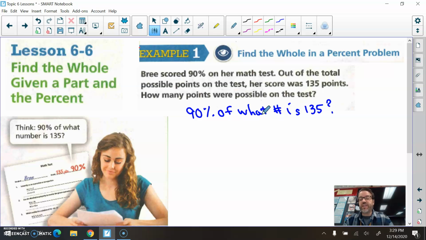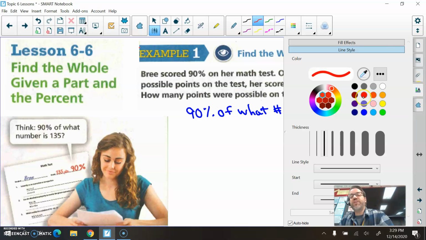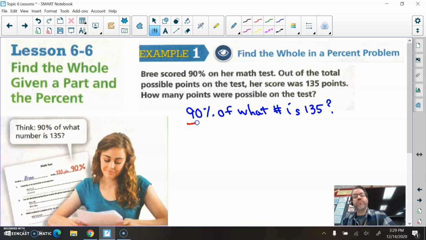So again, just like yesterday, I'm going to go from left to right. I'm going to translate all these words into symbols, and then I'll write myself an equation that I'll be able to solve. Okay, so 90%, we're going to rewrite that as a decimal. So we take the decimal point, it's at the end of the number, because it isn't shown, it must be at the end of the number. Move it to the left 2 spaces, 1, 2, and we get 0.9 or 0.90. I'm just going to put 0.9. I don't want to show the 0 at the end of that because I don't have to.